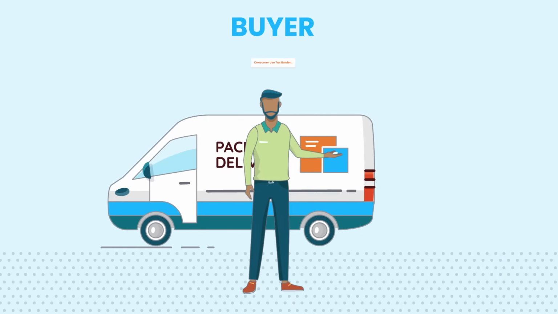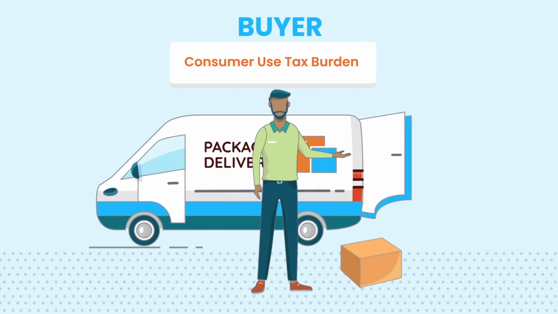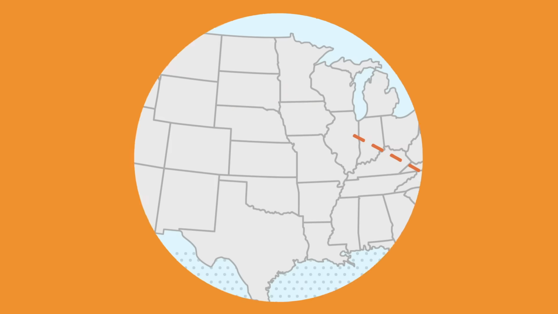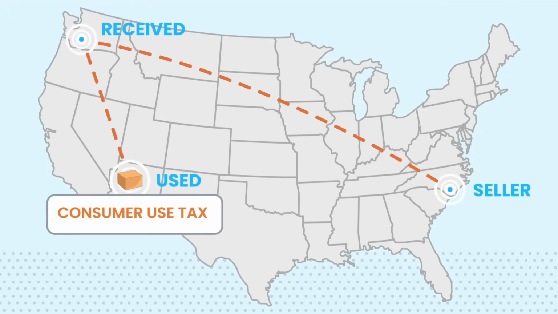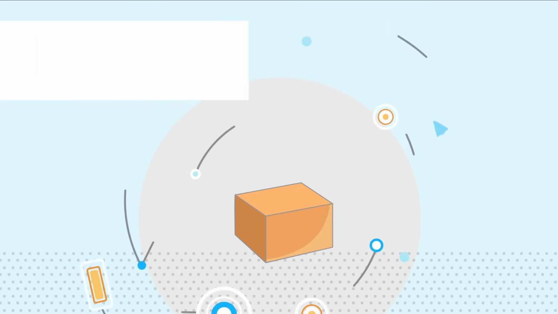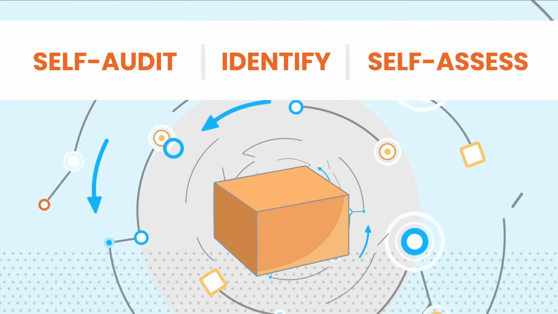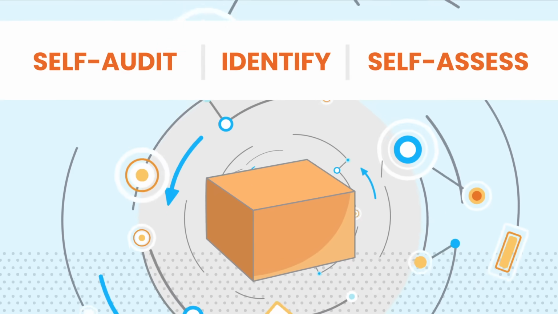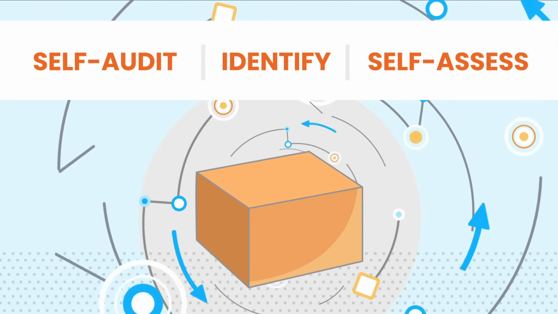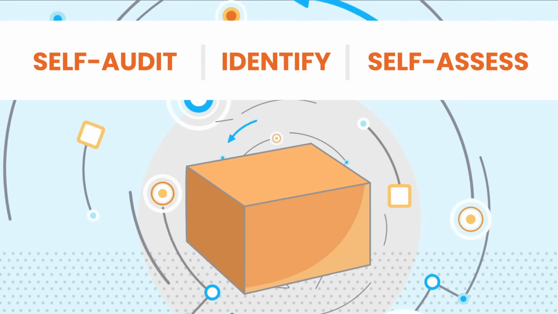Additionally, consumer use tax may be due where the taxable goods or services are actually used, which may be different than where they were initially received. In order to be tax compliant, a buyer has to audit their purchases and usage, then identify and self-assess consumer use tax where it applies. Yep, you guessed it, this is complex stuff, and it's overlooked or mismanaged by most companies.